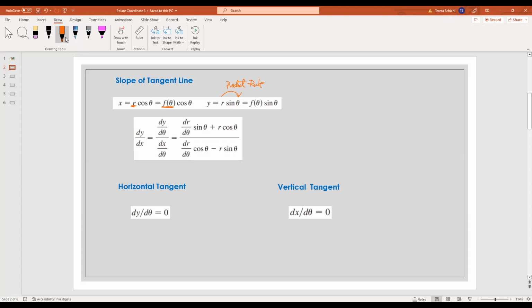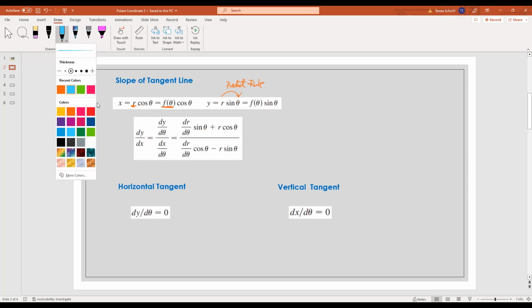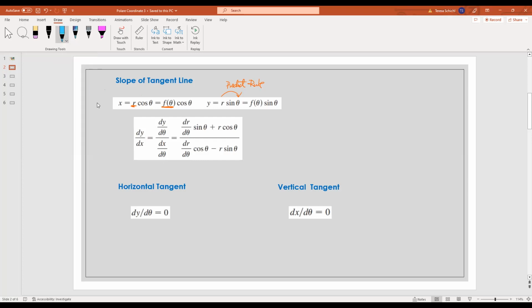So the same way here. If you want to find dx/d theta, it's the same thing. You take the derivative by using the product rule, right? So that's how you get dr/d theta times cosine theta, minus holding the r, then taking the derivative of cosine theta, which is negative sine theta. That's how you get it.